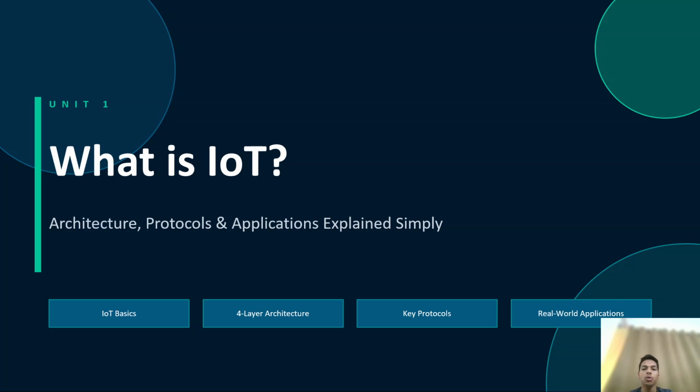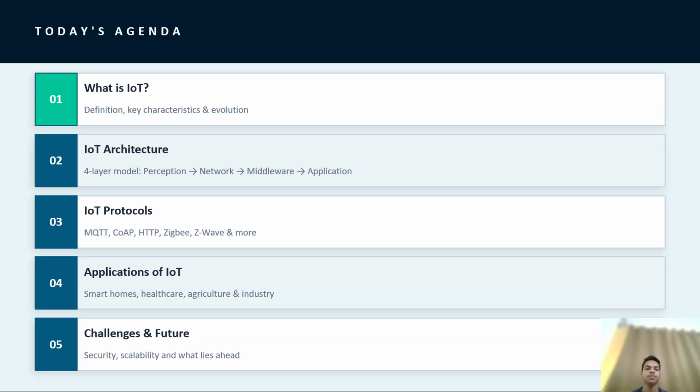Today we are diving into Unit 1 of the Internet of Things, one of the most exciting and transformative technologies of our era. I am Parth Patil, CSI Division, roll number 11. In this session, we'll cover four big topics: what IoT actually is, how its architecture is structured in four layers, the key protocols that make devices communicate, and finally, some real world applications that are already changing our lives. So, let's get started. Today's agenda.